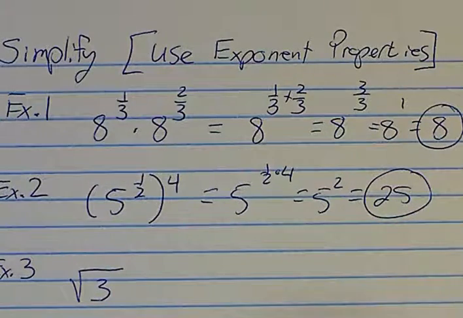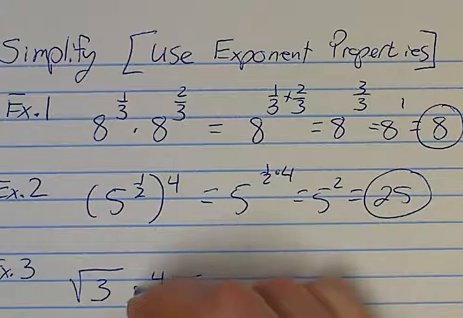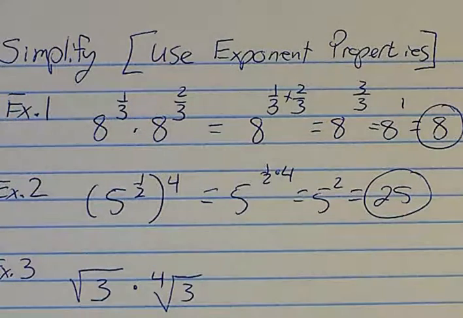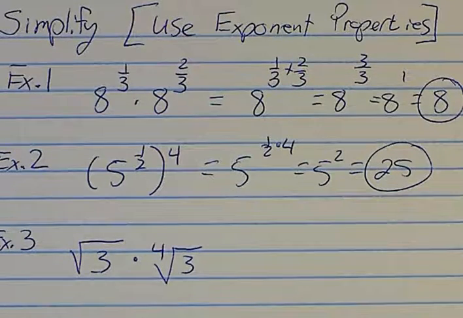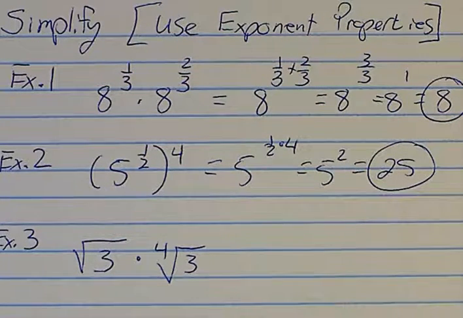Alright, this problem is going to jump right out at you because we had a problem like this on the test yesterday. At least I think we did. We had the square root of 3, and then the 4th root of 3. And if we had that test question, could we do that?